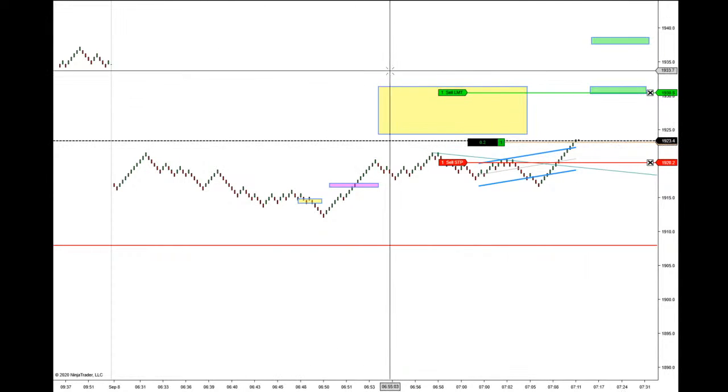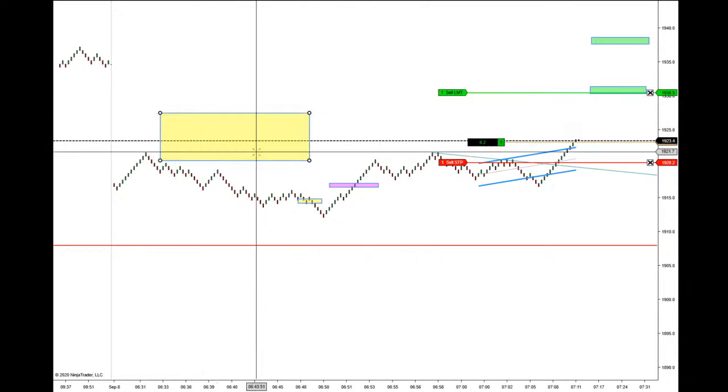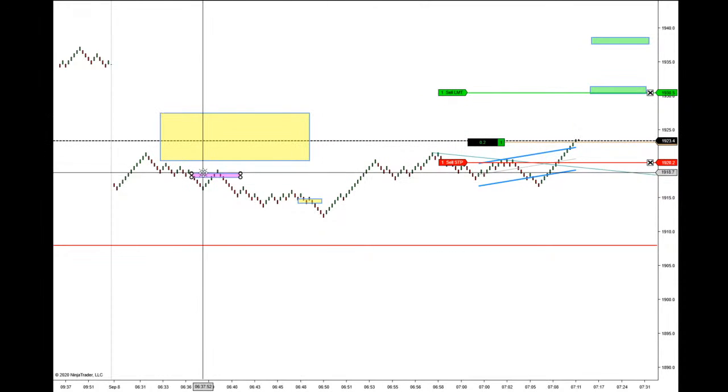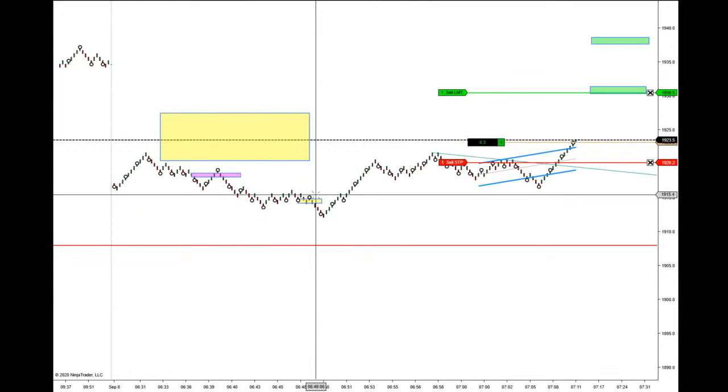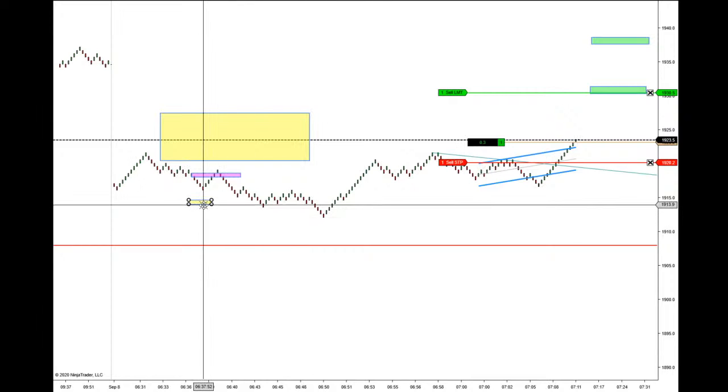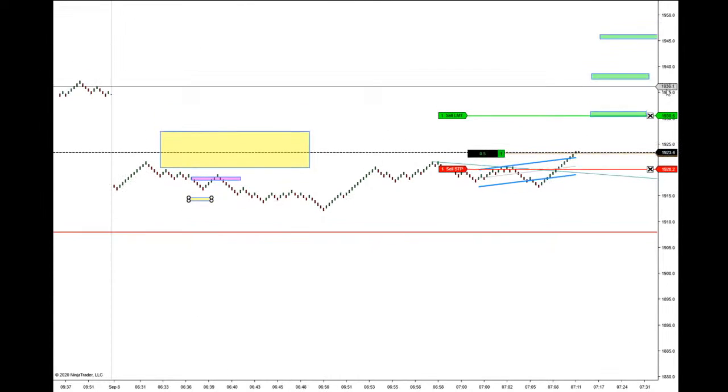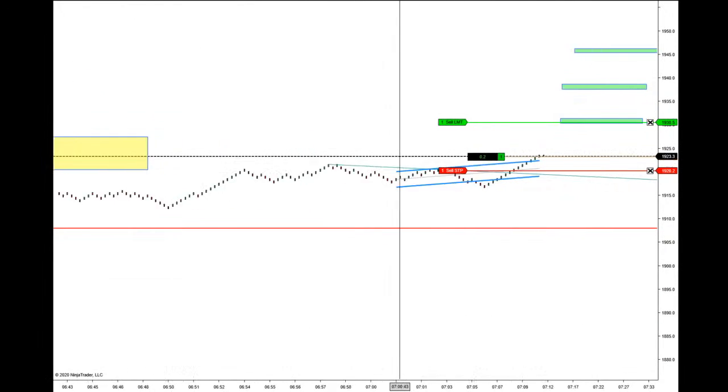So we don't need this anymore. Put that aside. Put this aside. I'll just reuse these another time. But those are our targets right there.